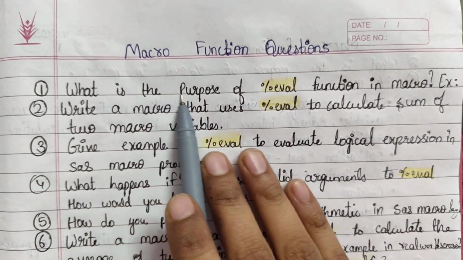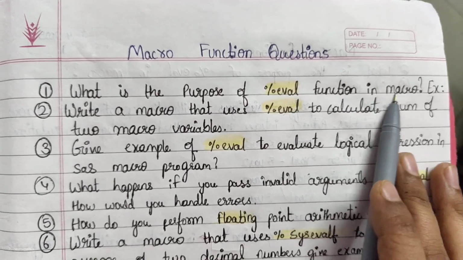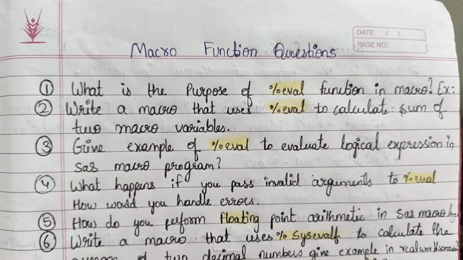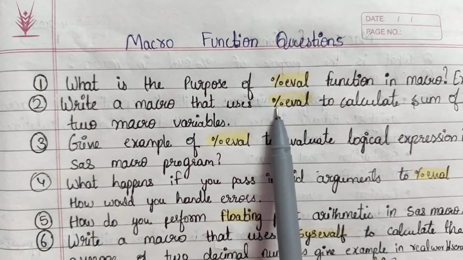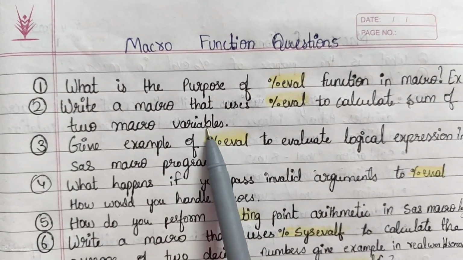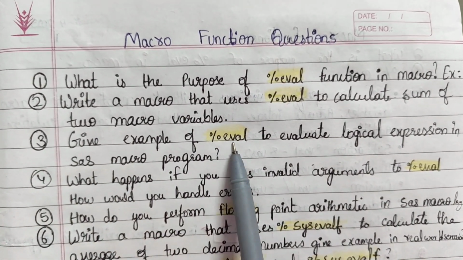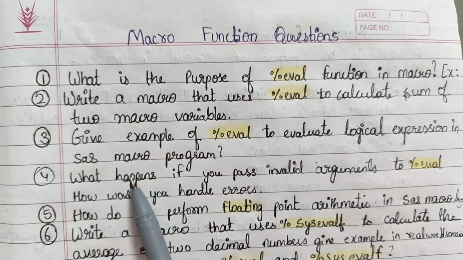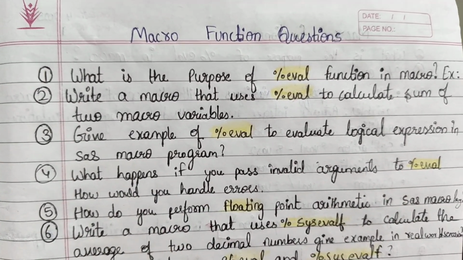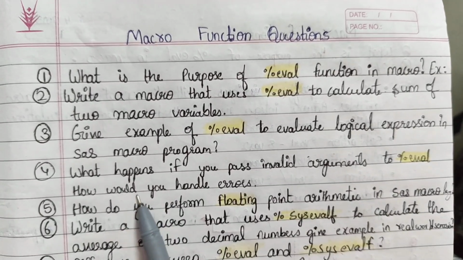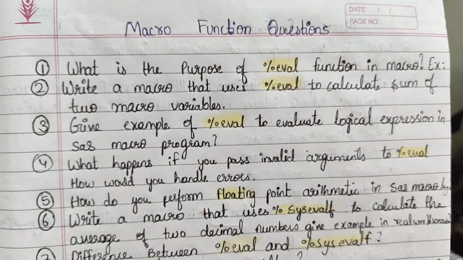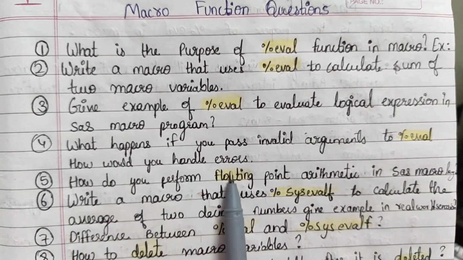You can see the interview questions here. See the first question: what is the purpose of the %eval function in macro? You have to say the answer for that. Write a macro that uses %eval to calculate the sum of two macro variables. Then give an example of %eval to calculate logical expressions in a macro program. What happens if you pass invalid arguments to %eval? How would you handle errors? I have explained all these questions.